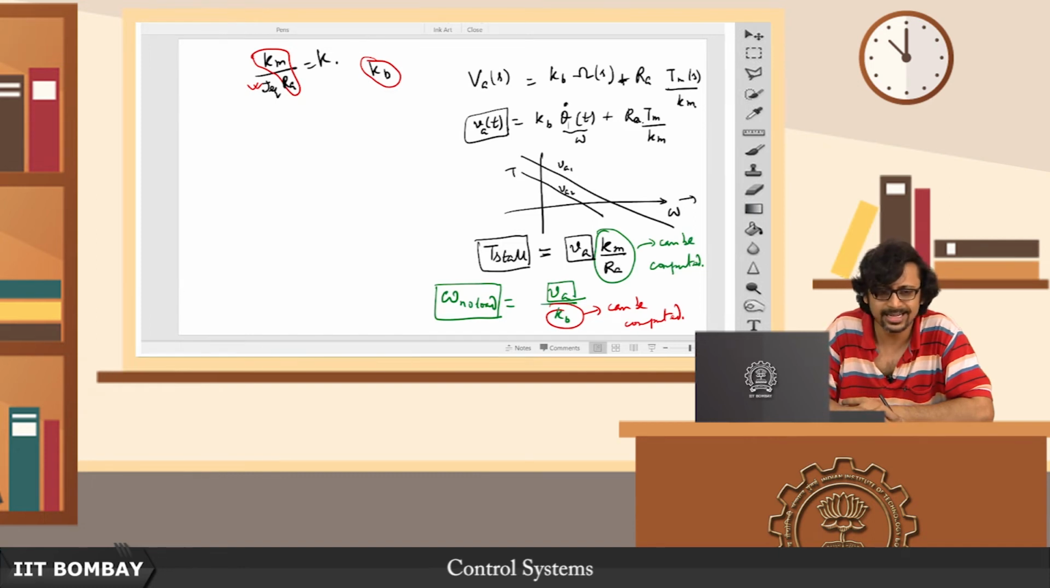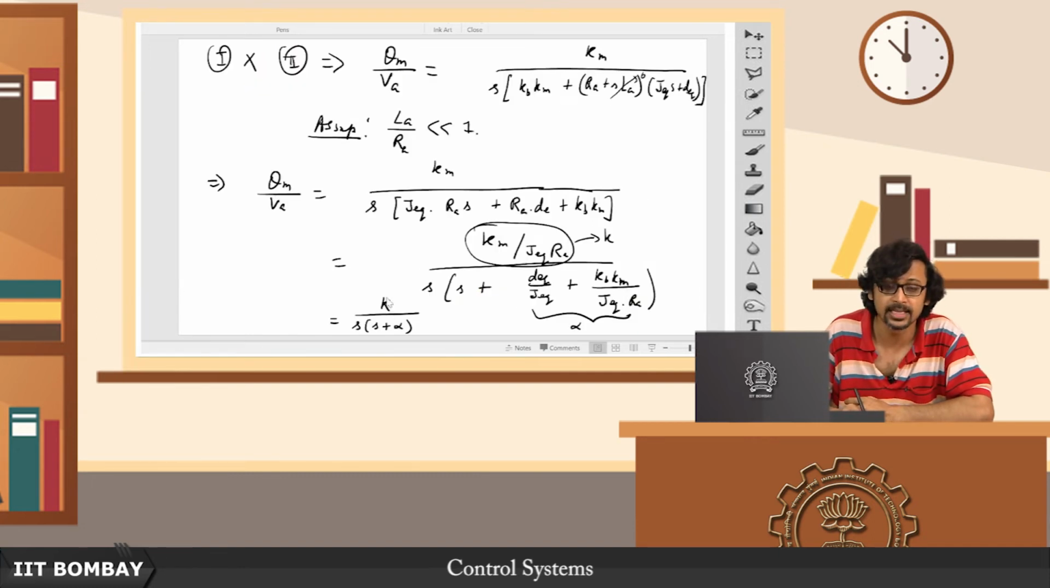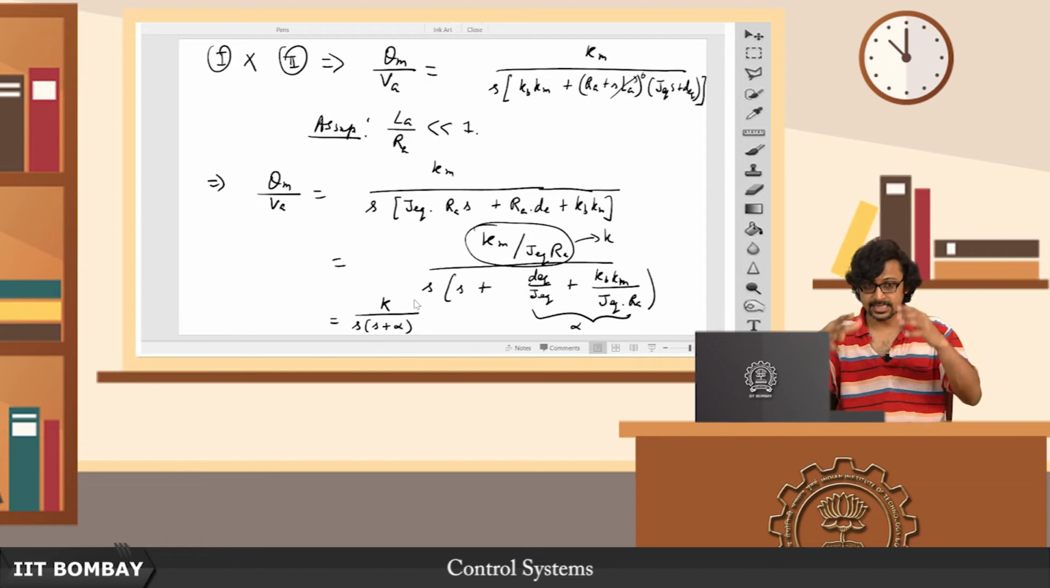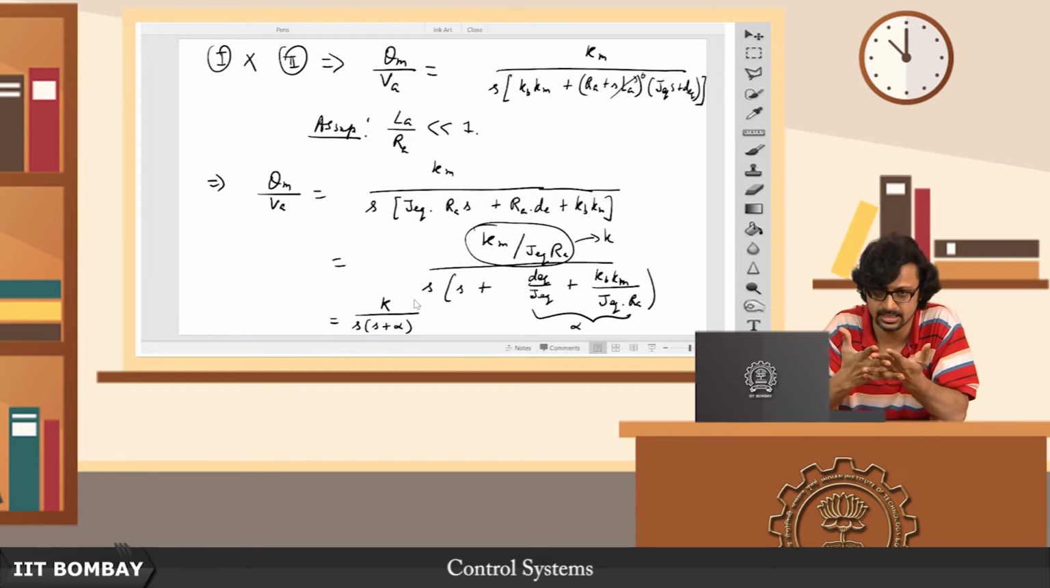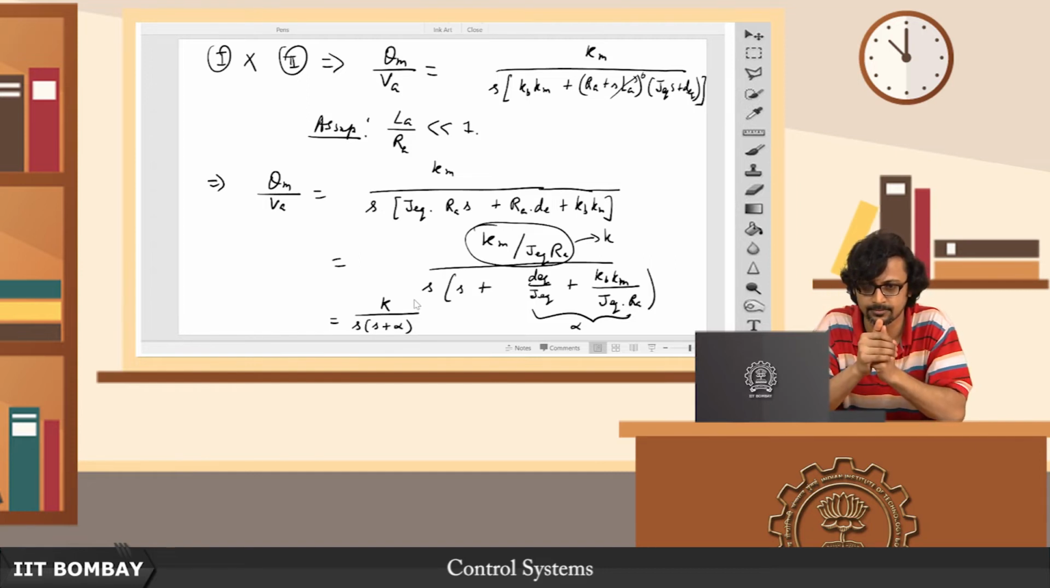Unless you do that, just merely saying that this transfer function looks something like K upon s(s + alpha) is not good enough, okay. And why that is not good enough is exactly going to be the topic that we are going to see next, where we will study the transient response of physical systems. In particular, we will study the transient responses of first order and second order systems.